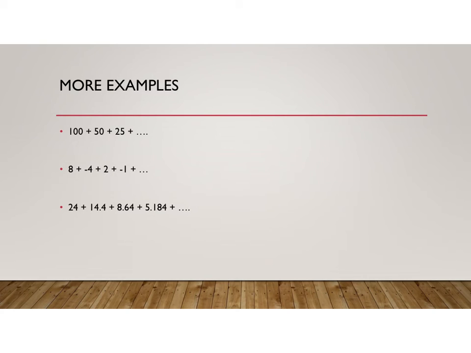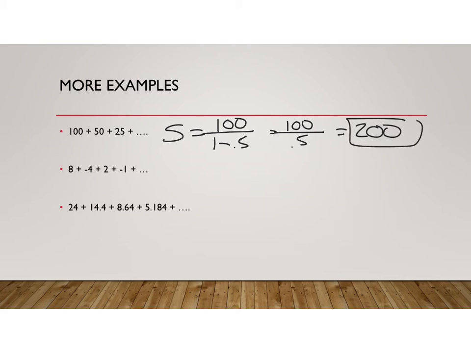More examples here. We've got a geometric series. First term is 100 and our ratio is a half. So we would take 100 over 1 minus 0.5. 100 divided by 0.5 is 200.